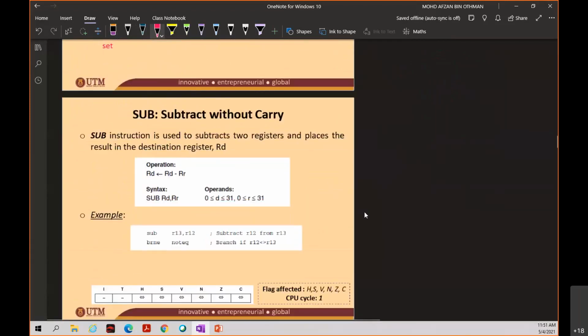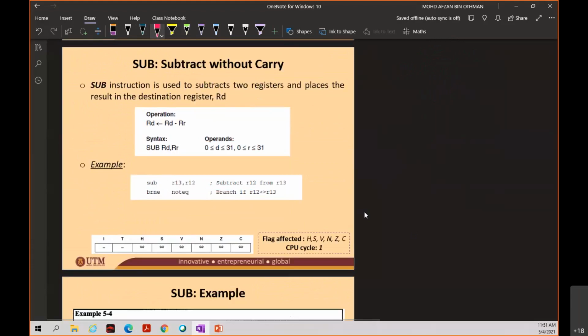That is for the ADIW. Next is subtraction, the second arithmetic operation we have. For subtraction, we have a few instructions. One of them is SUB, subtract without carry. This instruction is used to subtract two registers and place the result in the destination register. This is the operation and this is the syntax.